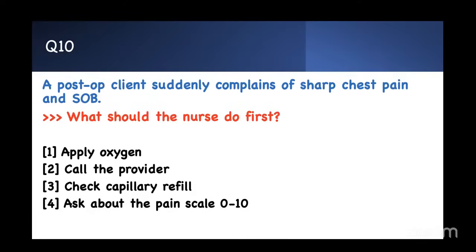Capillary refill is a circulatory problem. This is not a circulatory problem, right? This is a pulmonary issue. They're asking you, I have chest pain and shortness of breath. Calling the doctor, you've got to figure out you can do something before that. Give the patient oxygen. This patient has PE, pulmonary embolism. Capillary refill is just circulation. Asking for the pain, you are ignoring the circumstances. Calling the doctor, you're neglecting your job as a nurse. Applying oxygen, you are helping the patient.